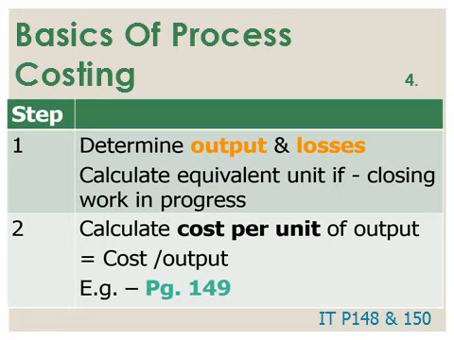Determine output and losses. Determine output, calculate losses, and calculate equivalent units, if there is closing work in progress. Step 2. Calculate the cost per unit of output. Cost per unit equals cost divided by output.